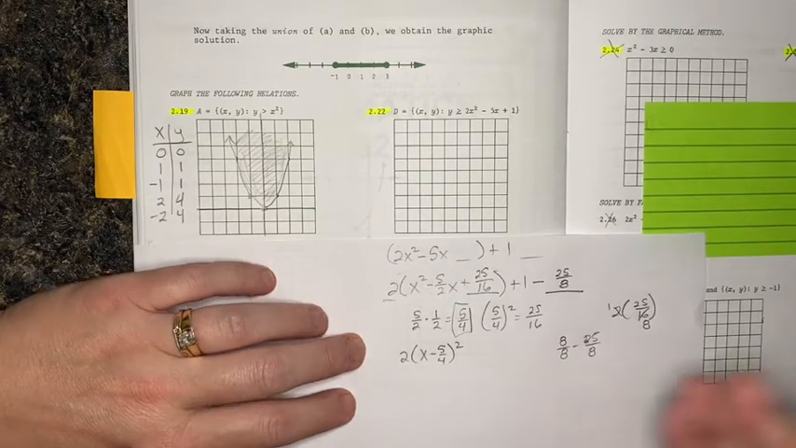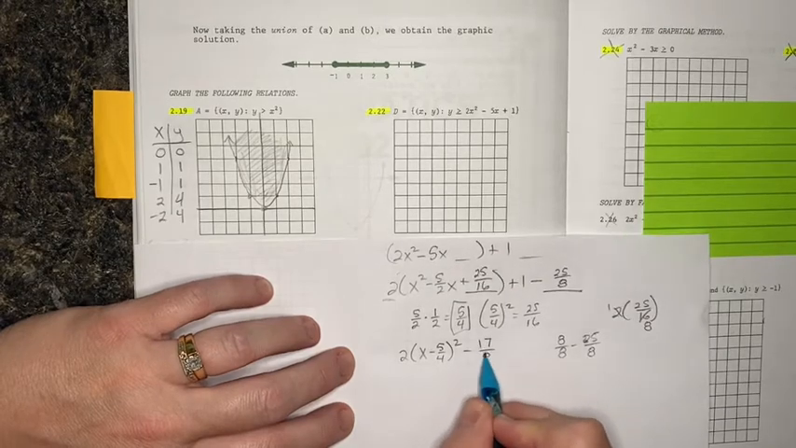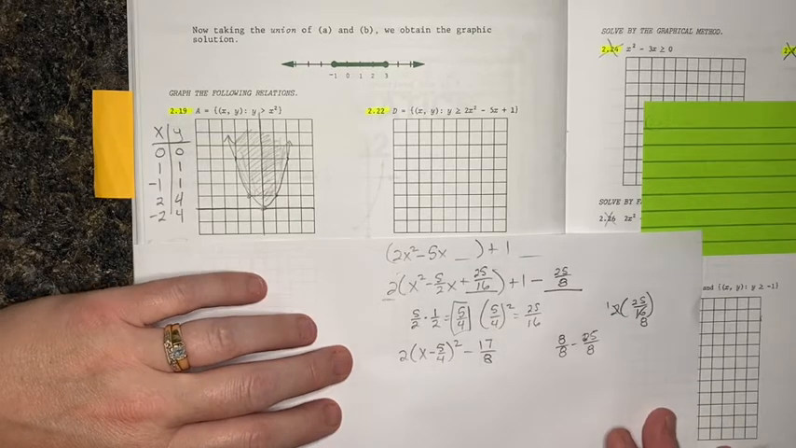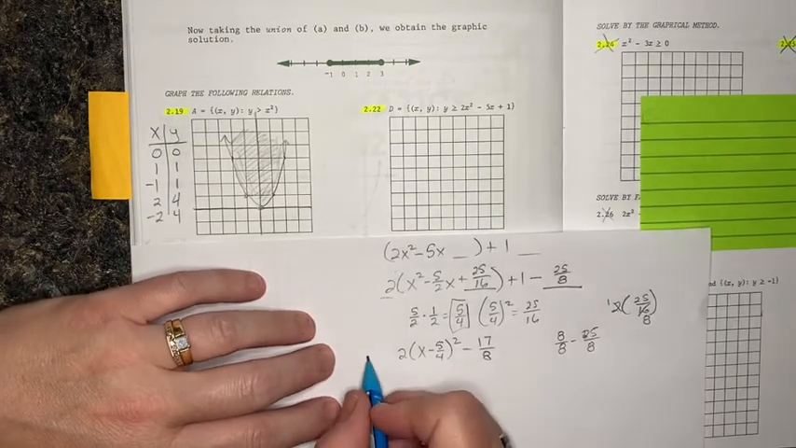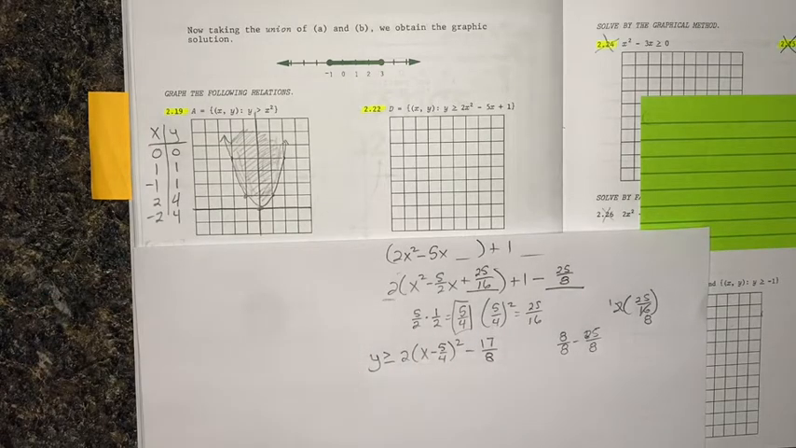25/8. So what does that give us? It gives us a negative 17/8. Look, that's horrible, right? But this is what we have. And our y, don't forget, is greater than or equal to that. Now we've completed the square.